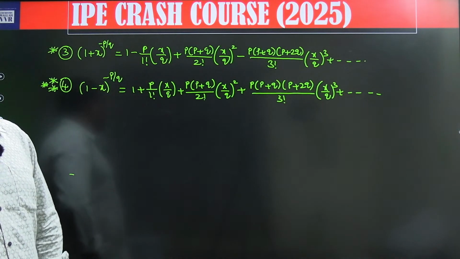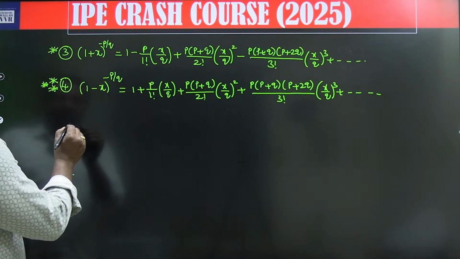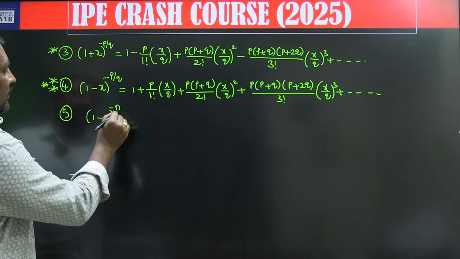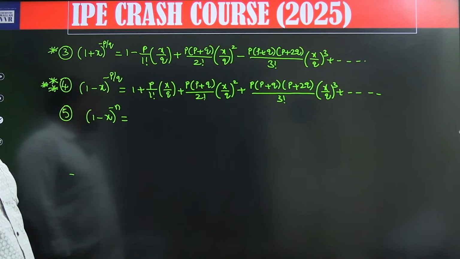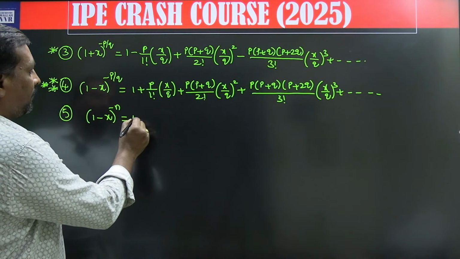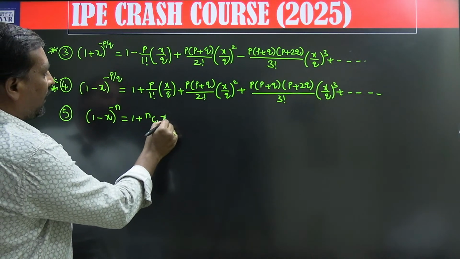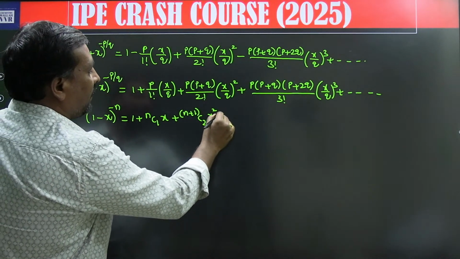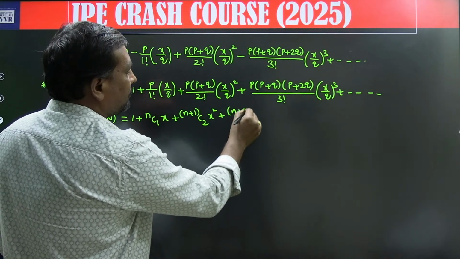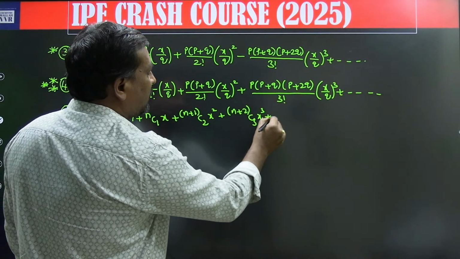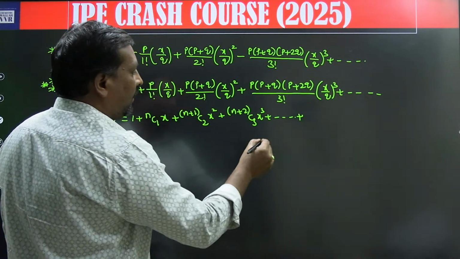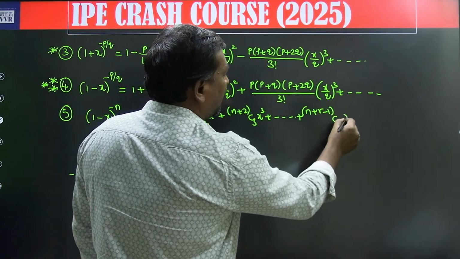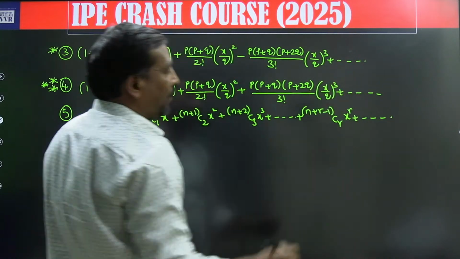Very important formula. And another formula: (1 − x) whole to the power of minus n. This formula comes from this one only. It is 1 + nC1 x + (n+1)C2 x² + (n+2)C3 x³ and so on. The general term here is (n+r−1)Cr x to the power r and so on.